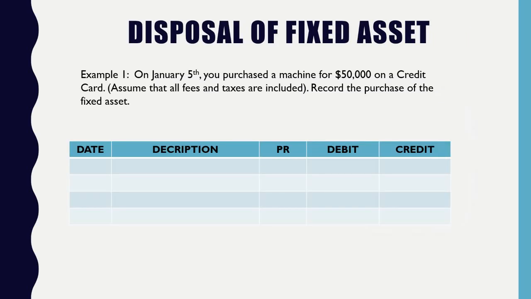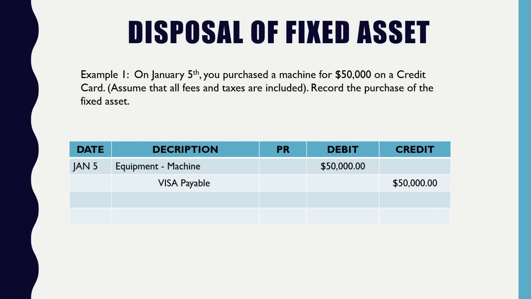Okay, so let's go ahead and take a first example here. Example one: on January 5th, you decided to purchase a machine for $50,000, which you placed on a credit card. Assume that all fees and taxes are included. Record the purchase of the fixed asset. So here, I bought a fixed asset using my credit card. Maybe I bought equipment because it was a machine, for $50,000 on a credit card. The payment we don't care about. We care about just making the purchase of the fixed asset in the first place.